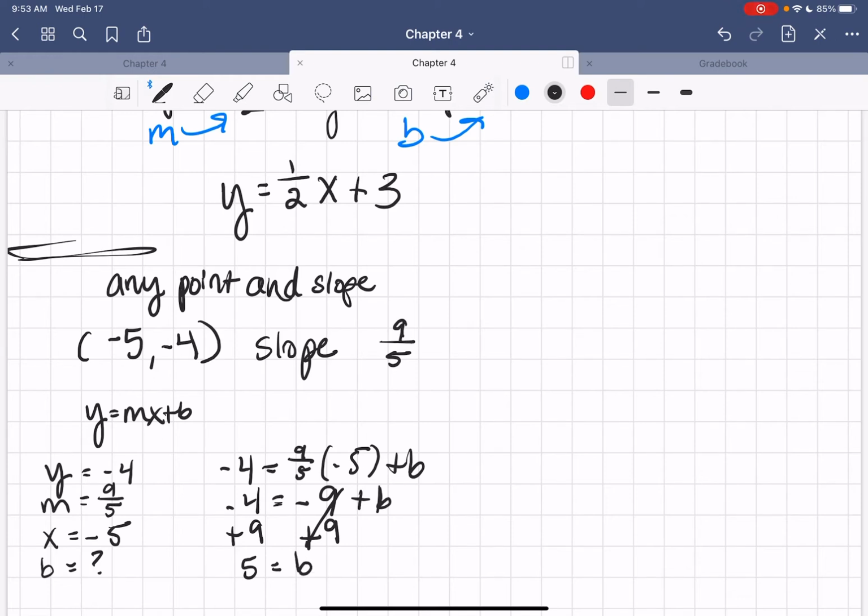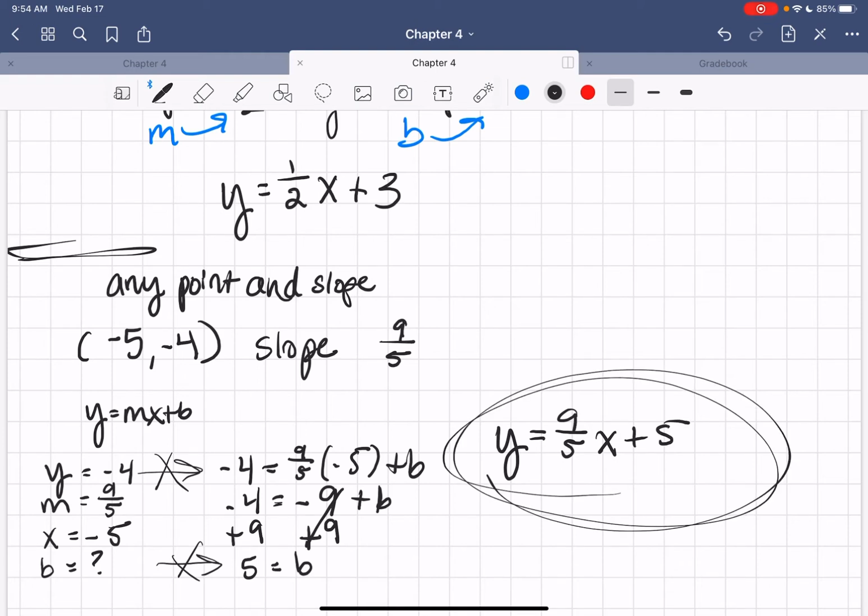So if I have my m, I have my b. My final step, and you cannot stop here. I had people stopping here. This is not your final answer. Neither is this. Do not put those as your final answers. Your final answer has to be y equals 9/5x plus 5. That is the final answer. Do not stop before you have that, okay?